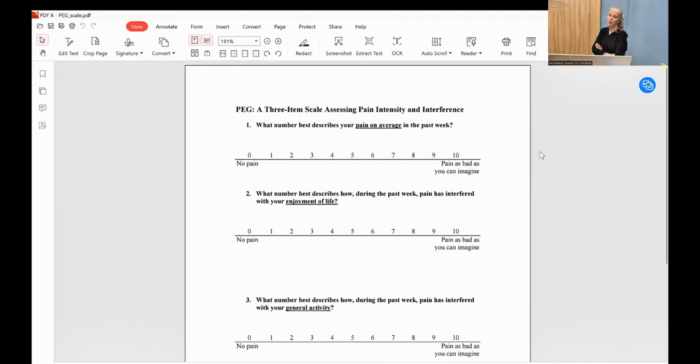This is the quality of life. How has this pain interfered with your enjoyment of life?